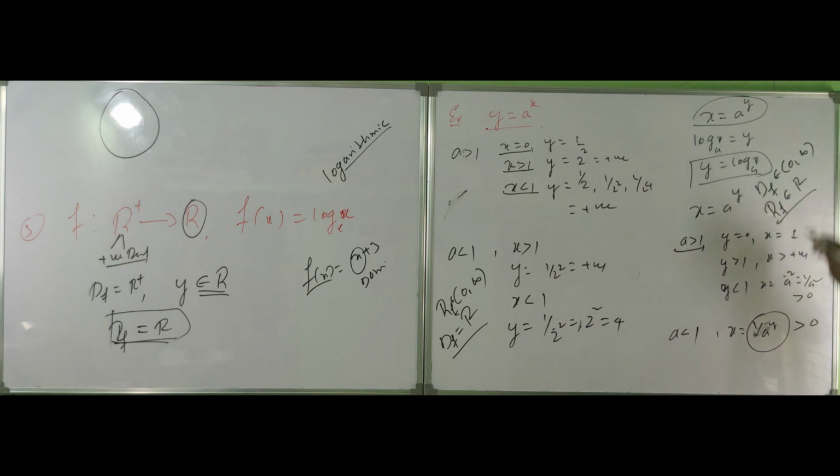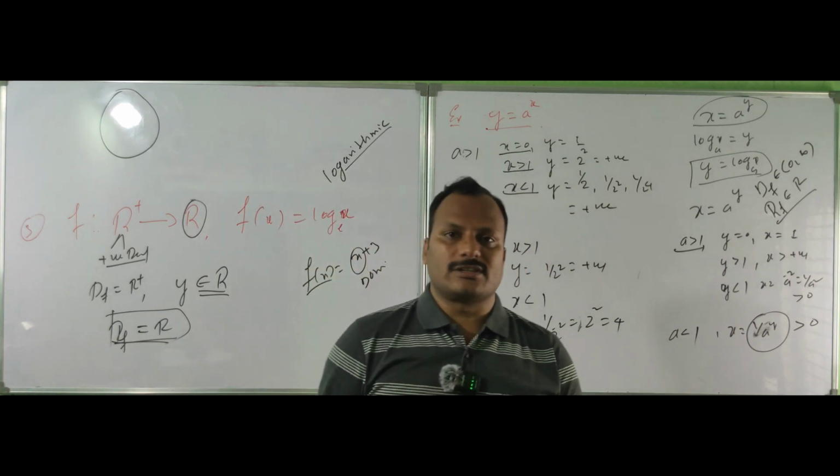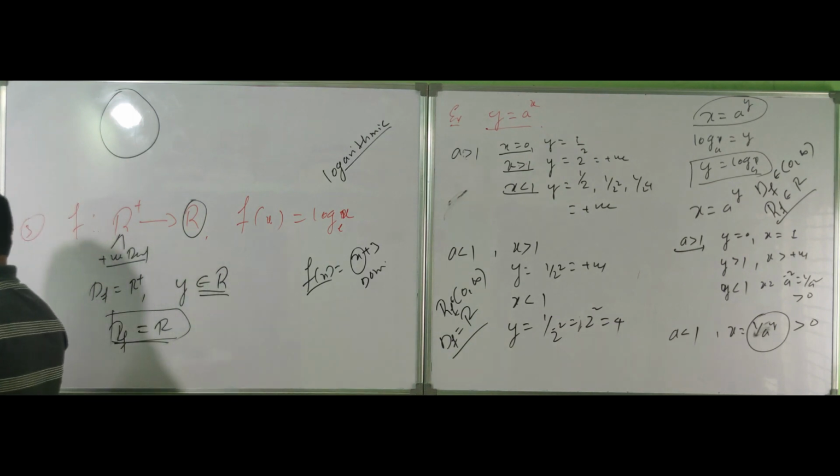Therefore, exponential and logarithm functions are opposite in nature. They are inverse in nature, both are inverse functions.